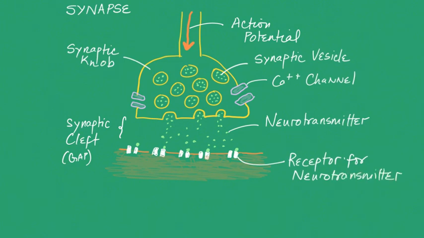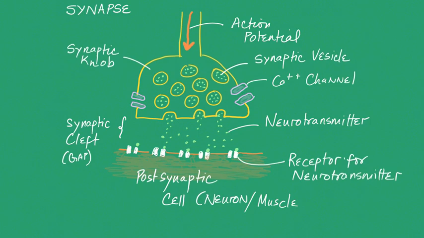The cell that is beyond the synaptic cleft is called the postsynaptic cell. This could either be a neuron or a muscle. The cell that releases the neurotransmitter is called the presynaptic neuron because it is placed before the synaptic cleft.